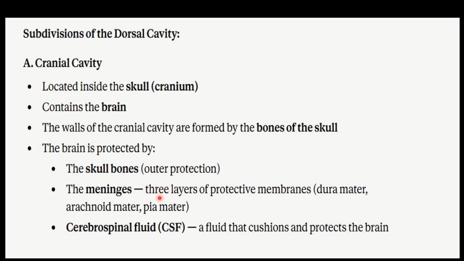The meninges are three layers of protective membrane: dura mater, arachnoid mater, and pia mater. Next is cerebrospinal fluid, which is CSF, a fluid that cushions and protects the brain. So this is very important. Okay, it basically provides the cushion to protect the brain.